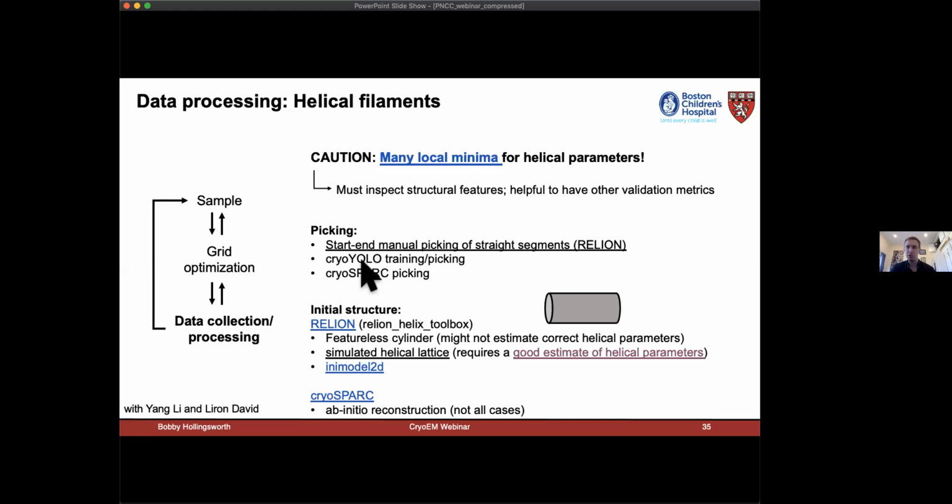Recently, there have been these other algorithms implemented in crYOLO and cryoSPARC for automated picking, and so that probably works pretty well with straight filaments.